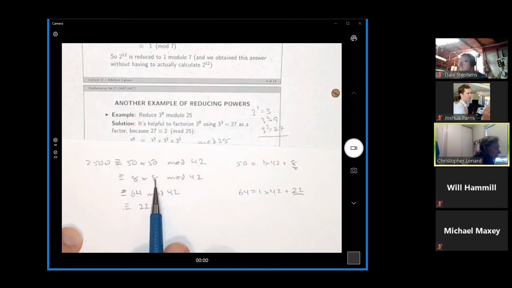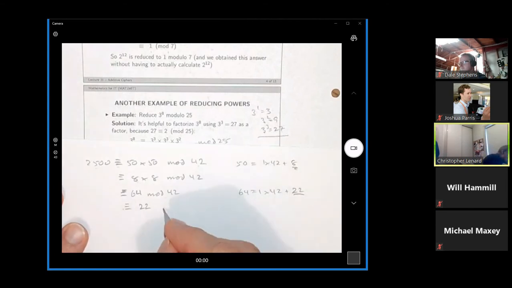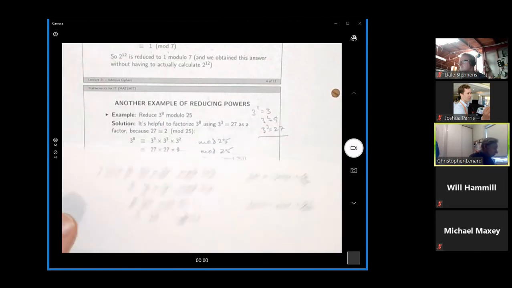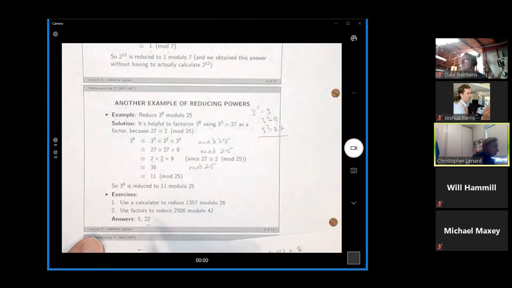So what's 8 times 8? 64. So 2,500 is congruent to 64 in the mod 42 system. And because 64 take away 42 is just 22, 22 is the remainder. So we end up with 22 as our answer, which is what was wanted there.